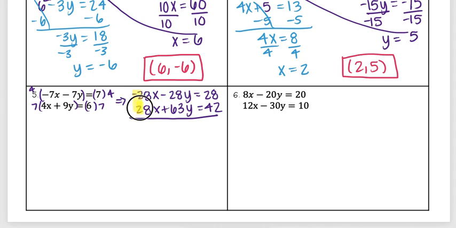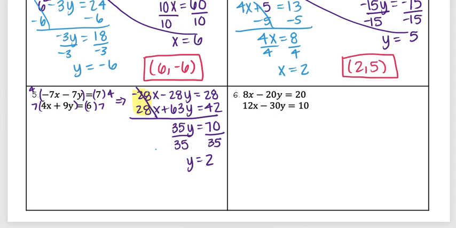And so now again, I have those opposite coefficients in front of my x just like I wanted. A 28 and a -28. And so now when I add my equations, my x's cancel. -28y plus 63y, I get 35y. And then 28 plus 42, I get 70. And then I divide both sides by 35. And I get that y is equal to 2.